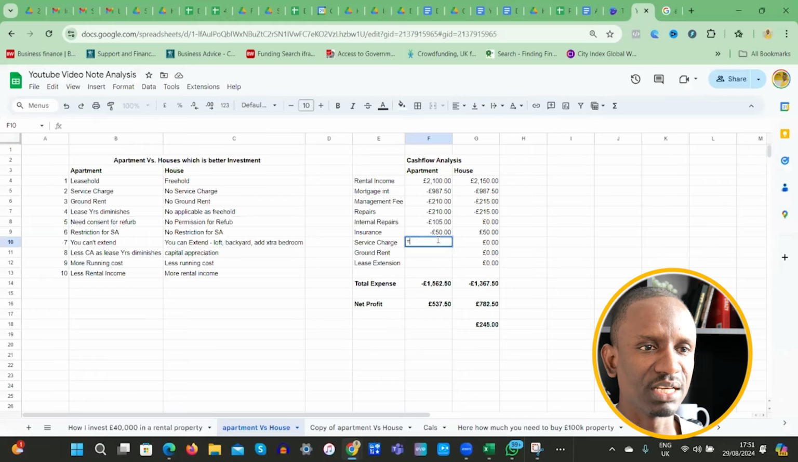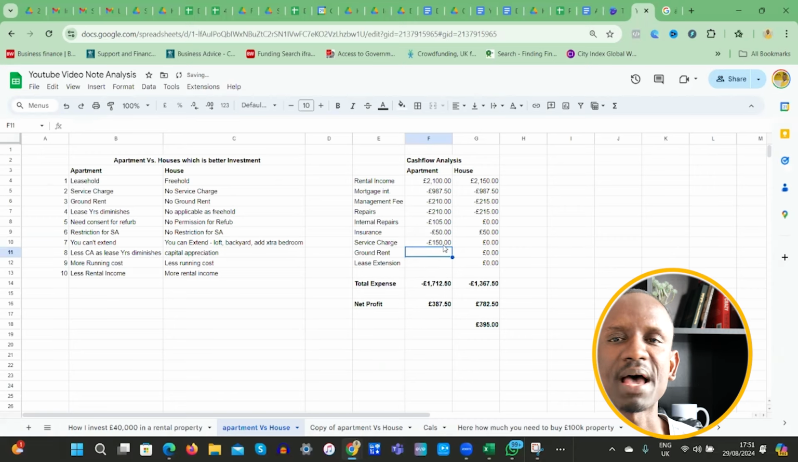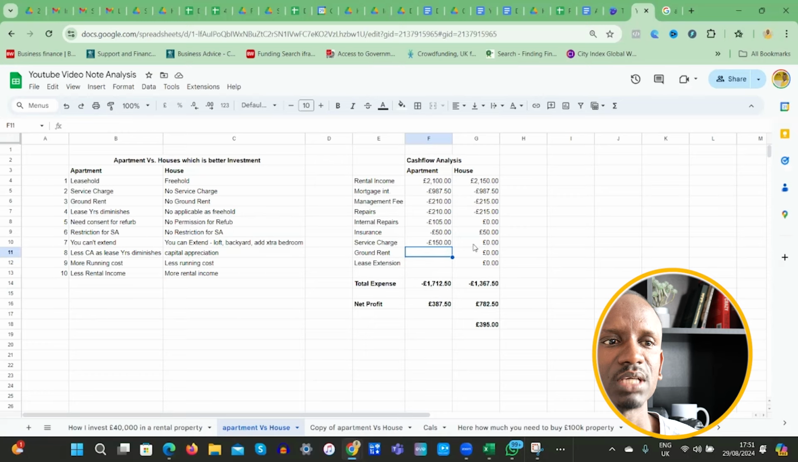So what you're now going to do is to put the 1,800, you divide that by 12. That gives you minus £150. That's what you would have to pay every single month to the management agent. So if you've got a house, you don't pay service charges because obviously you own the property and you don't need to pay anybody else to look after it apart from your management agent.